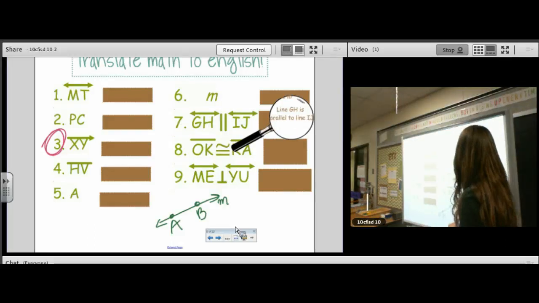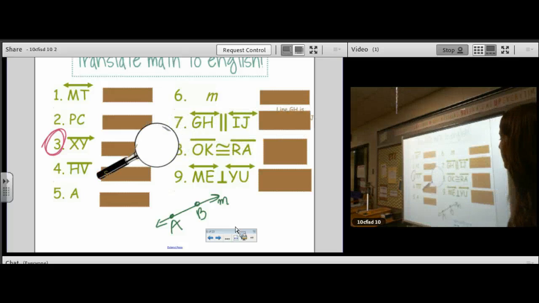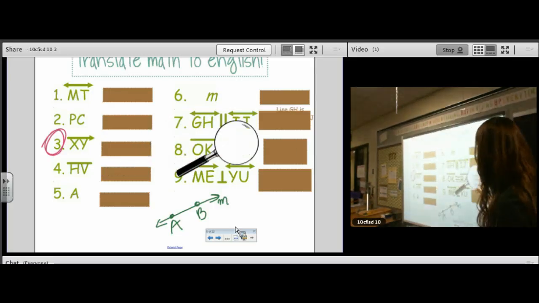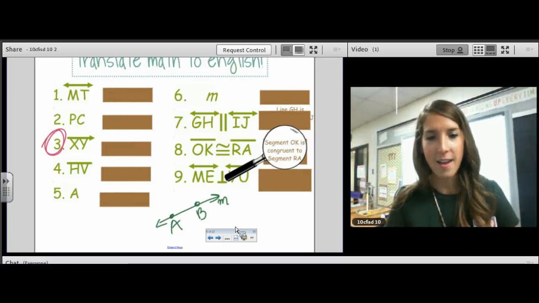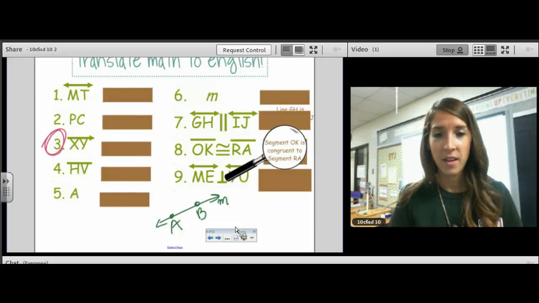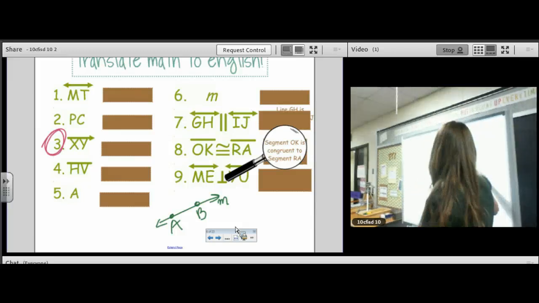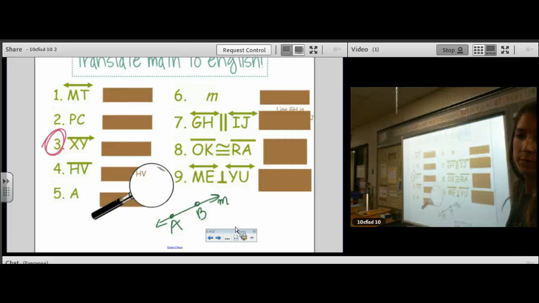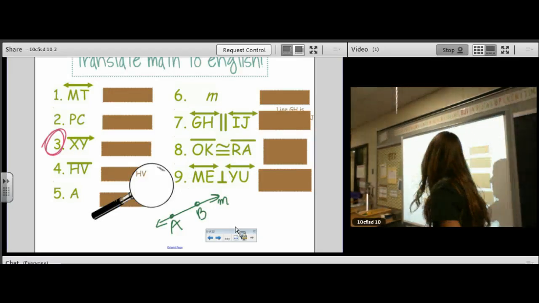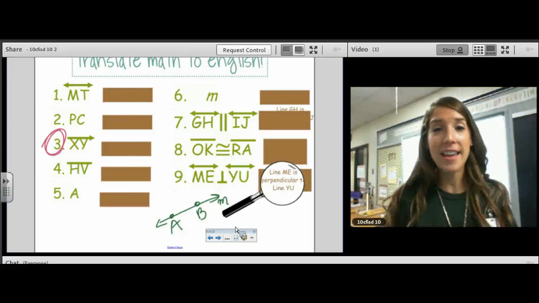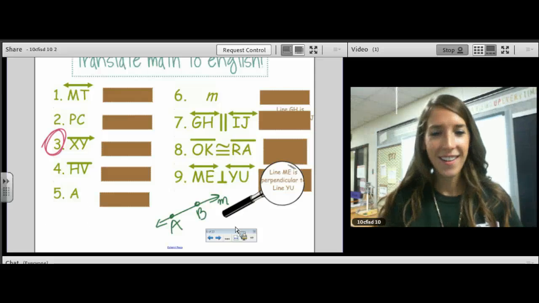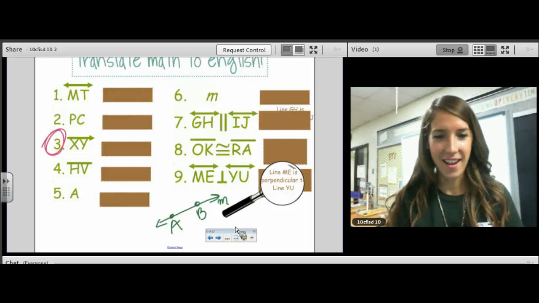Okay, next one. Say number 8 to your neighbor. Segment OK is congruent to segment RA. You doing okay, guys? Last one, number 9. Line ME is perpendicular to line YU. Me is perpendicular to you. Huh. So funny. All right. Cool.